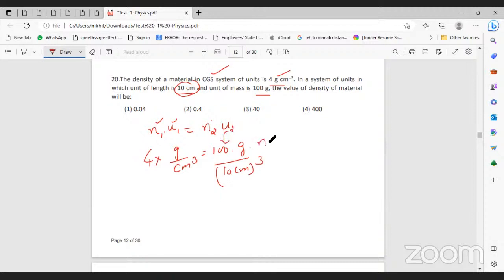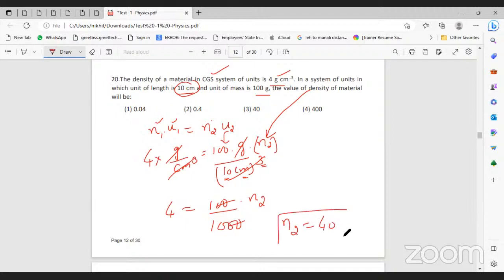Then what will be the unit of the density of that material? Now, gram and gram, centimeter cube will get cancelled out. 4 equals 100 by 10 cube. The value will be 1000, right? Because this cube applies for both the terms. So 10 cube will be 1000. Centimeter cube will get cancelled, which is equal to N2. So 2 zeros will get cancelled out. On doing the cross multiplication, the N2 value will be equal to 40. So option 3 is the right answer.